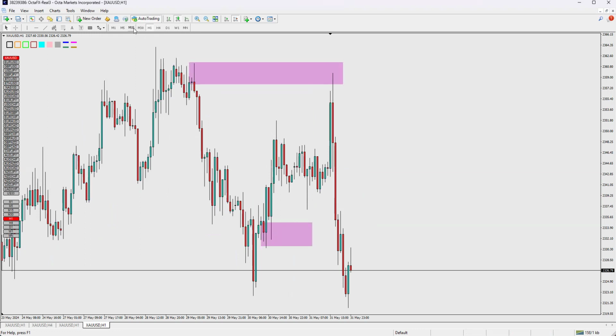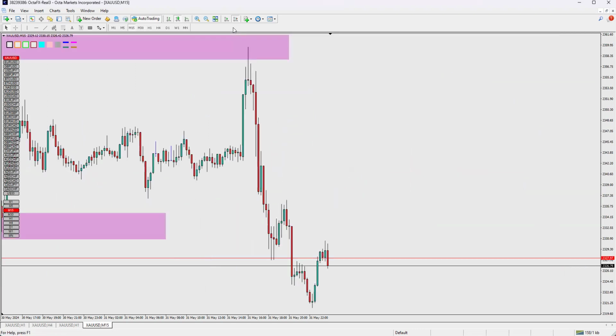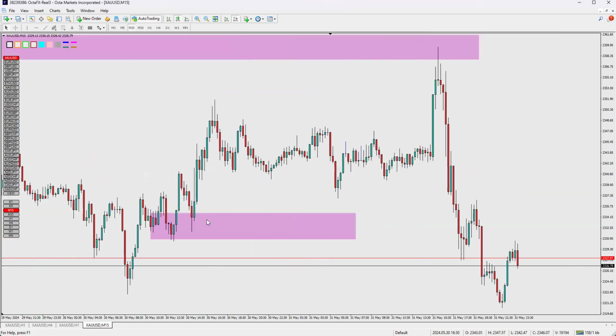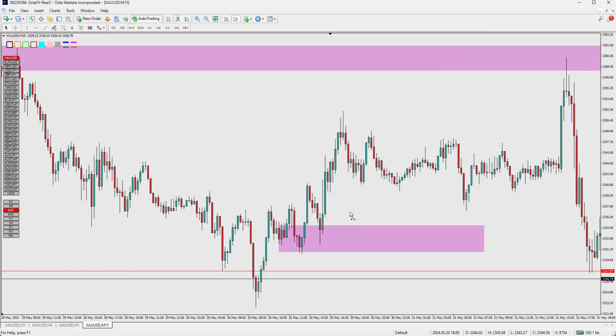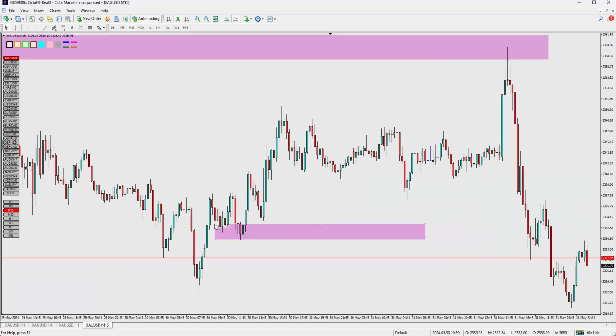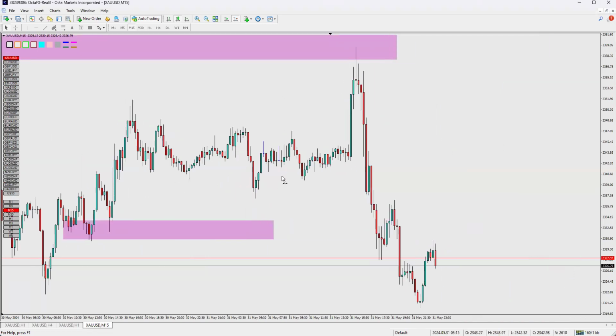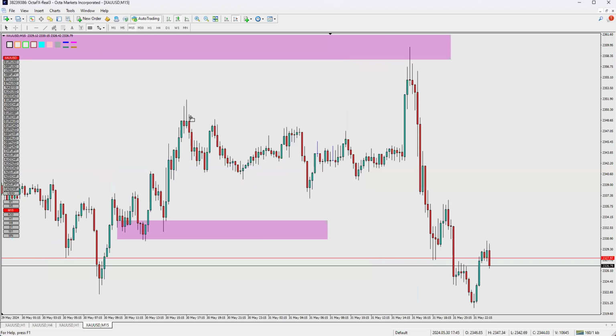Then I shared another setup. The reason why I'm showing you this is I want to show you why I shared the setup and how I looked at it. So this was the setup I shared, and then I shared this one.